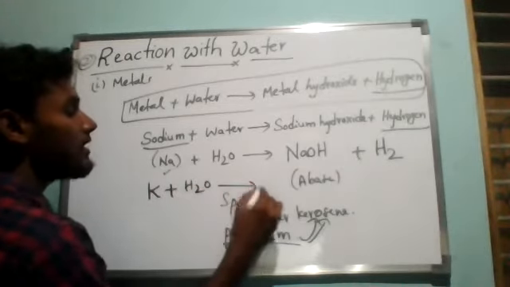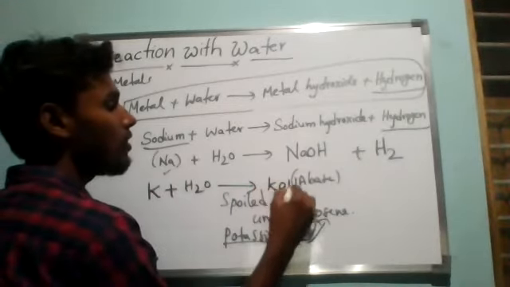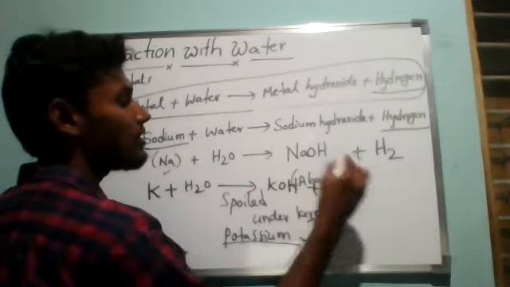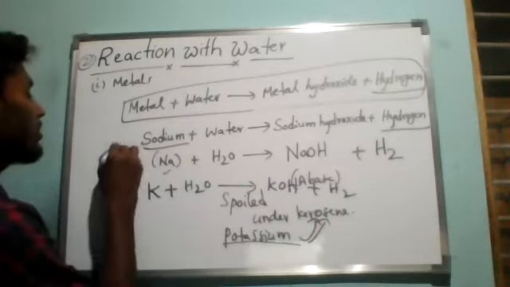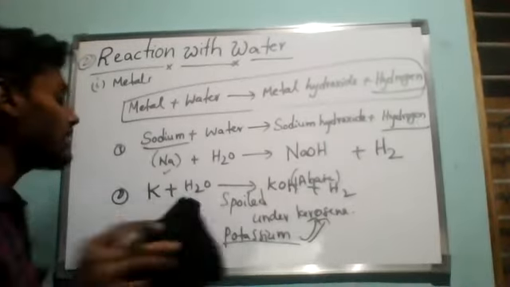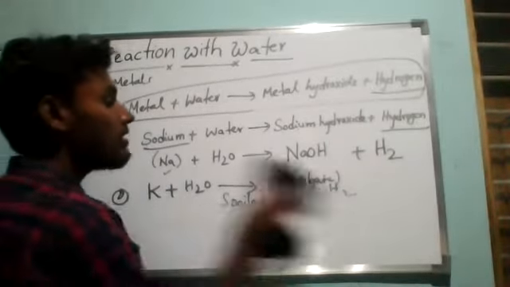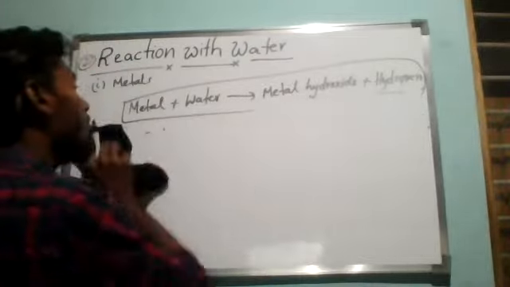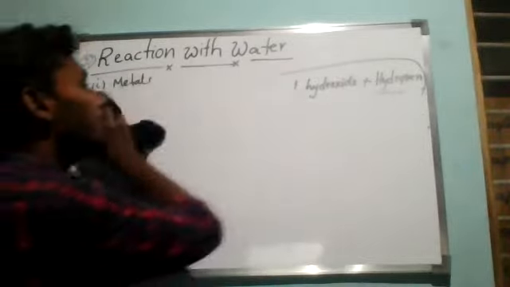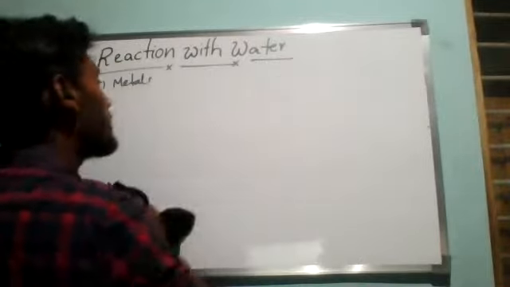Then we get potassium hydroxide, KOH, plus we get hydrogen. Understanding? Hydrogen gas. This is the second reaction. If you want, you can learn. Potassium symbol is K. Okay. So this is about metals reacting with water. Now, if it comes to the non-metals, how does this reaction take place, we'll see now.